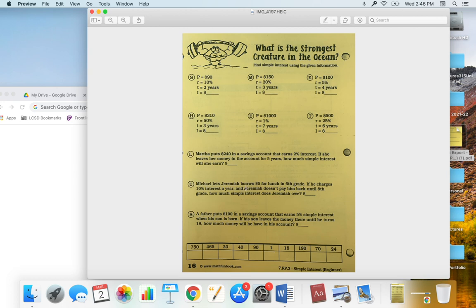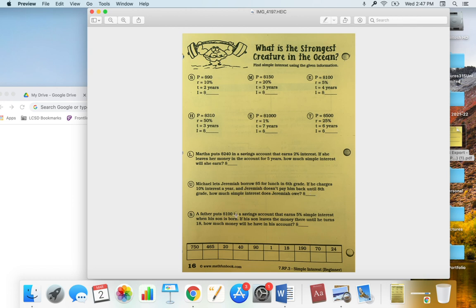The next one says Michael lets Jeremiah borrow $5 for lunch in the 6th grade. If he charges 10% interest a year and Jeremiah doesn't pay him back until the 8th grade, how much simple interest does Jeremiah owe? So for this one, we're setting up the formula I equals P times R times T. The principal would be your $5. You'd have to turn 10% into a decimal, and that's going to be your rate. And then it started in 6th grade, and now it's going until the 8th grade. So that's going to be 2 years, which will be your T. Put that in your calculator to calculate the simple interest.